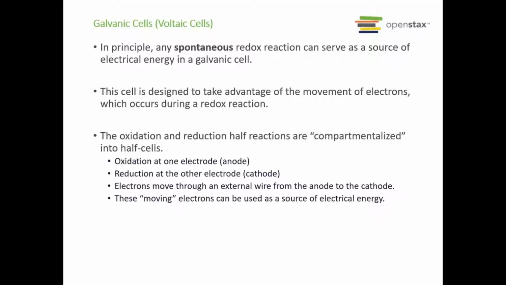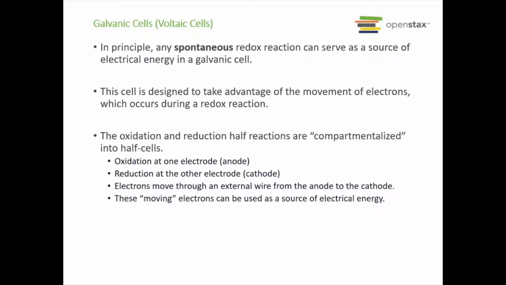So let's talk about galvanic cells. Galvanic cells is what this whole section and pretty much the whole chapter is about. And these are essentially batteries. We use spontaneous redox reactions to serve as a source of electrical energy in a galvanic cell. So we're able to harness the flow of electrons for energy. So the cell takes advantage of the movement of electrons, which happens during a redox reaction.